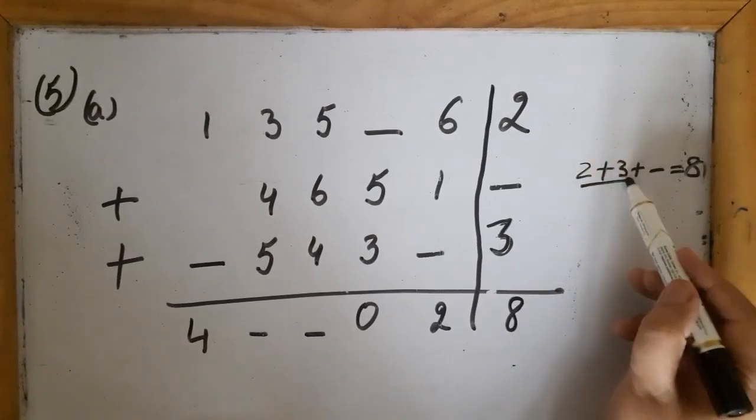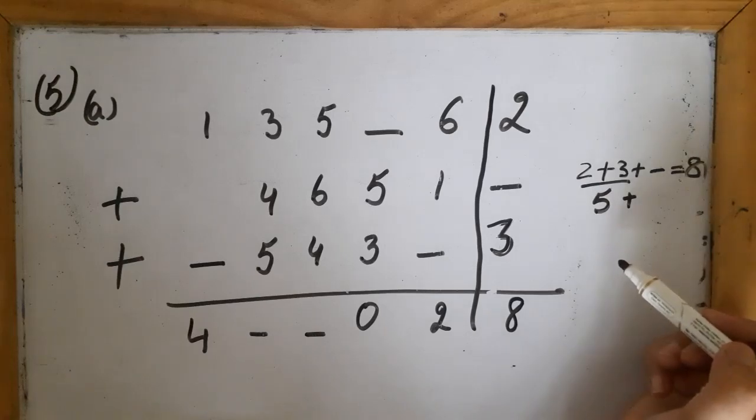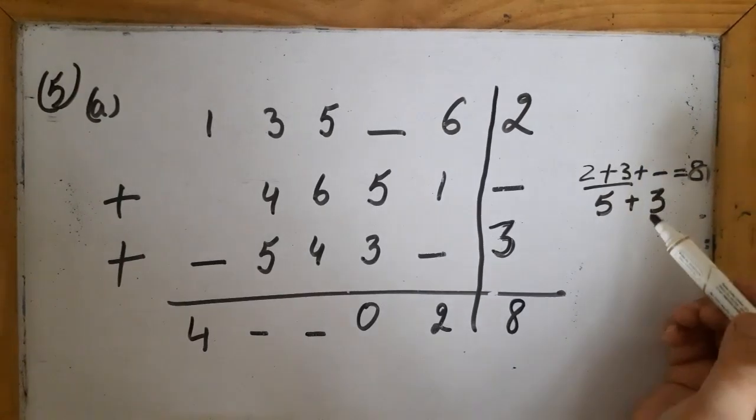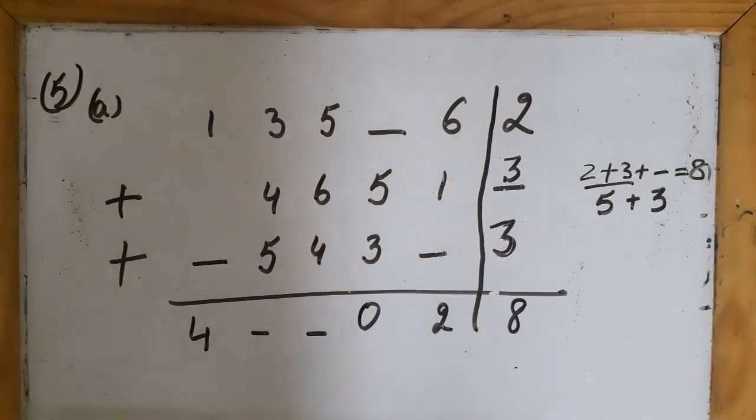So 2 plus 3 already I have 5. So what should I add to 5 so that I should get 8? If I add 3 here I will get 8.